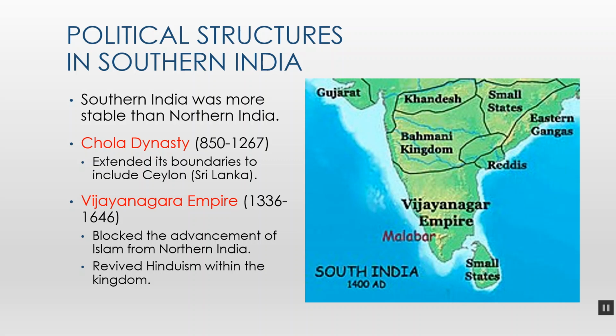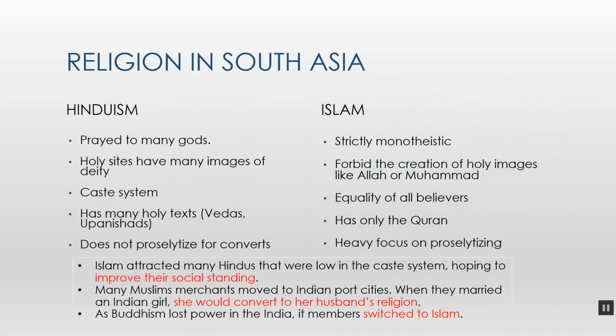So this empire stopped the Delhi Sultanate from being able to conquer all of India and making the whole place an Islamic area. So Hinduism is still going to thrive in southern India, and that's very important to understand. Because had not the Vijayanagara Empire been there, then India could be a very different place, religious-wise, even today.